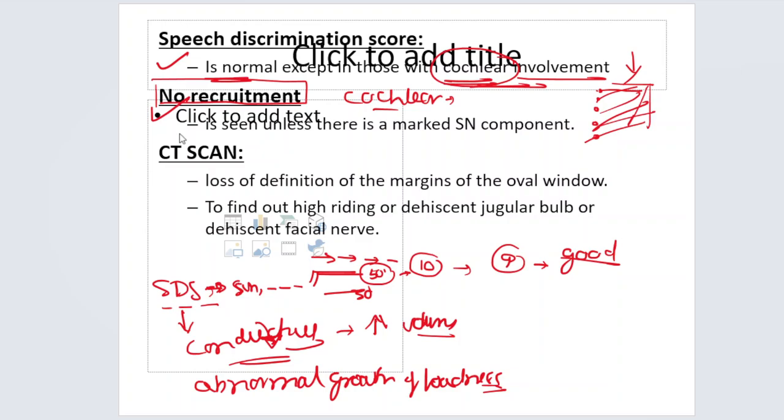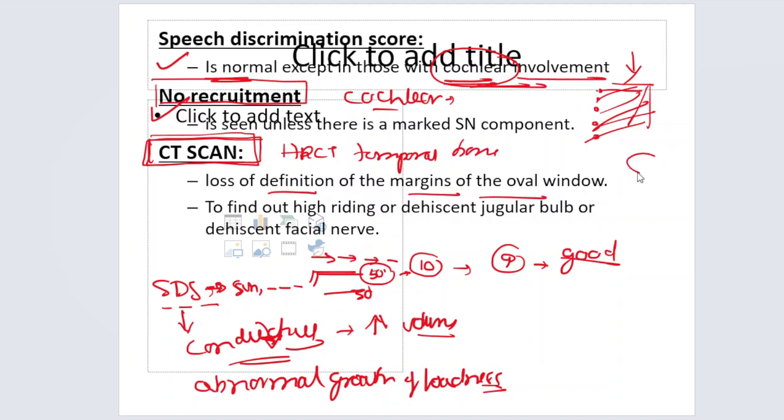That is why remembering the pathogenesis is very important. So no recruitment is seen in cases of otosclerosis. CT scan is very important, especially if you are taking up the patient for surgery. One thing is you confirm the diagnosis with a high resolution CT scan of the temporal bone, HRCT temporal bone. You can see the loss of definition of the margins of the oval window, so the oval window is not very clear, because there is new spongy bone formation.